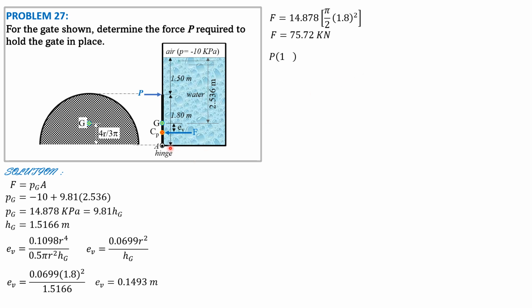So summation of moments about A equals 0. P times 1.8 equals F times 4r over 3 pi, 4 times 1.8 over 3 pi, minus 0.1493, e_V. So from there, we can solve for P. P is equal to 25.86 kilonewtons.